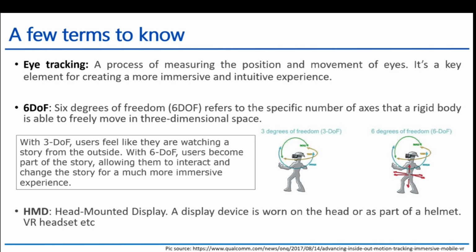So again, it says that there are two terms actually: 3 degrees of freedom and 6 degrees of freedom. 3 degrees of freedom is only about the headset where you do not have a hand gear. You just move left, right, up, down, and that's it. In 6 degrees of freedom, you can move the entire thing.